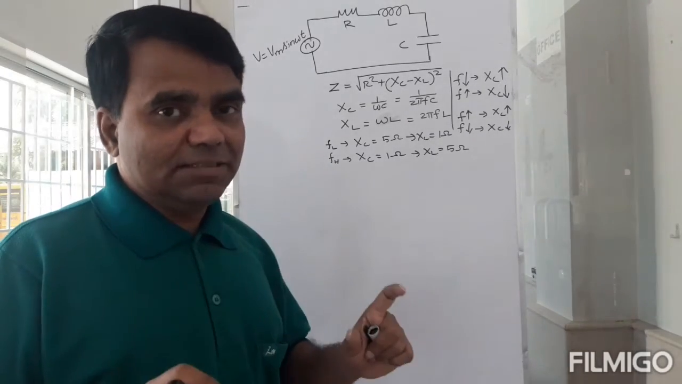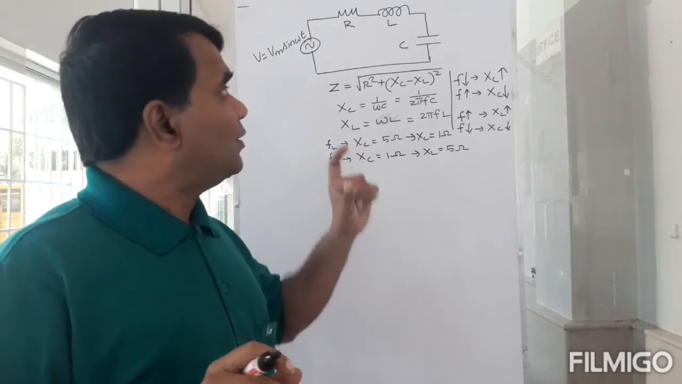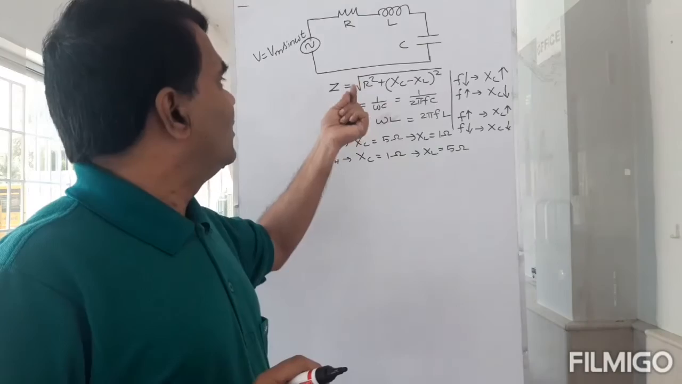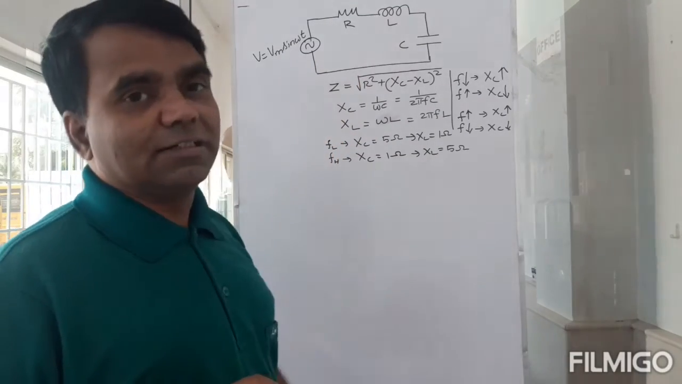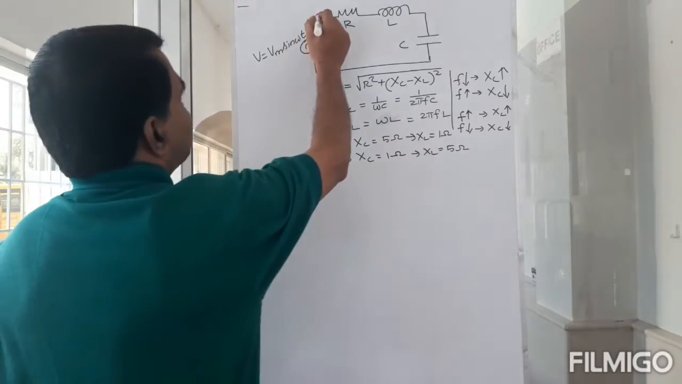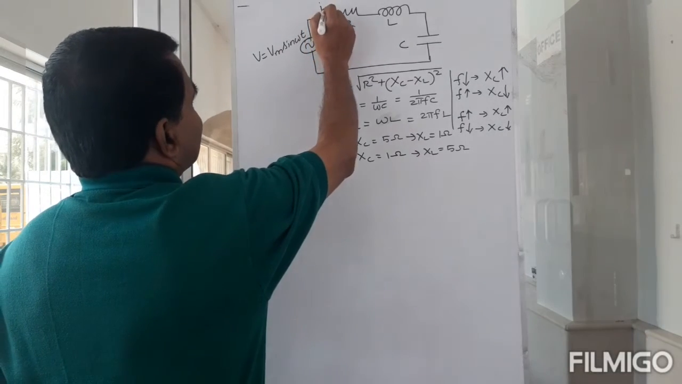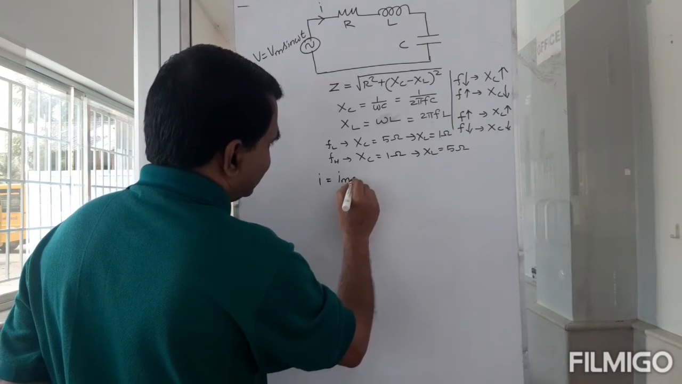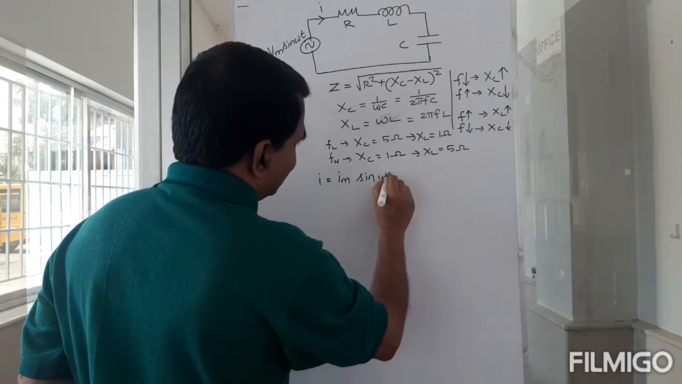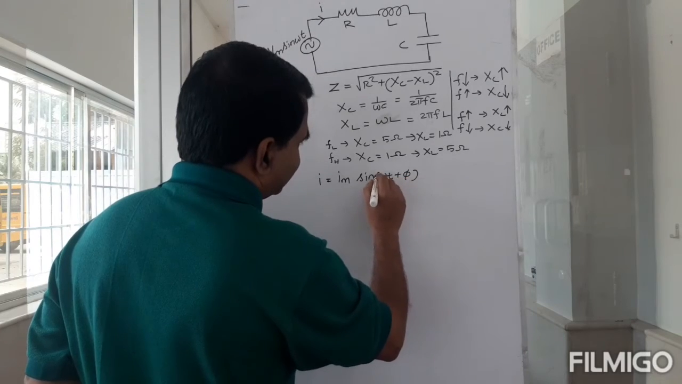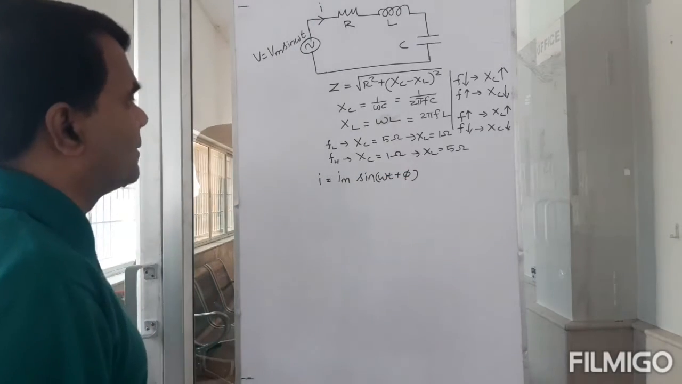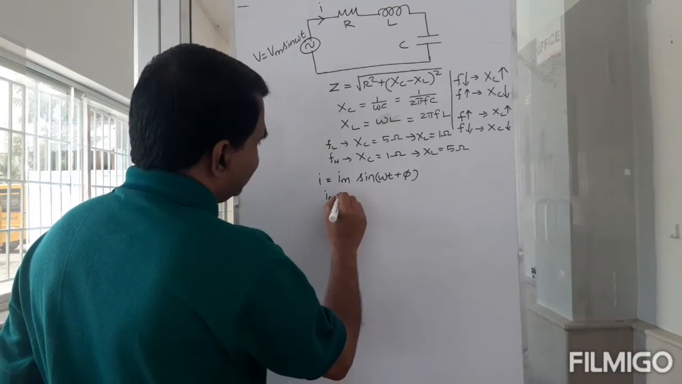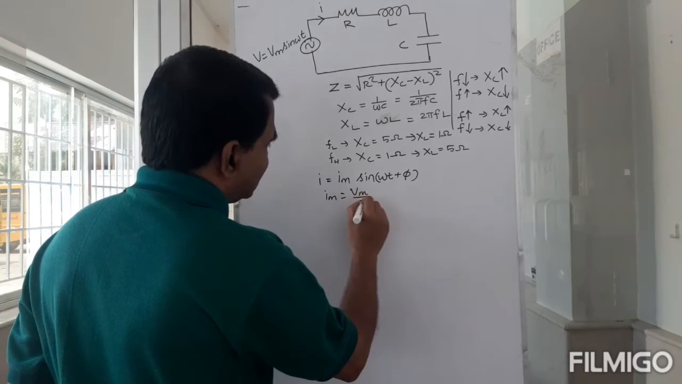So let us see when will you have maximum current flowing through this. So that's my I0. So I is equal to Im sin(omega t plus phi), some angle. Okay. Now, what is Im? Im is equal to Vm by Z.